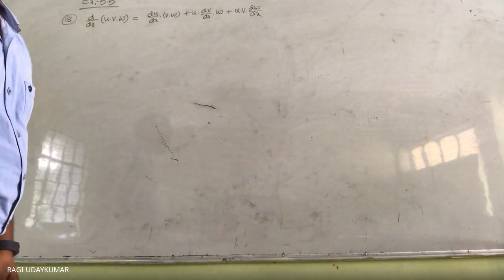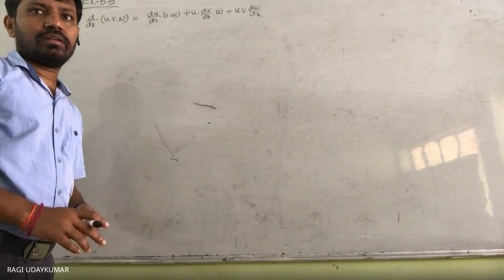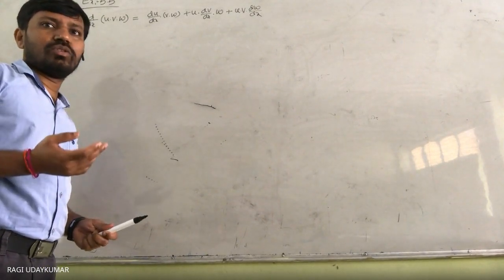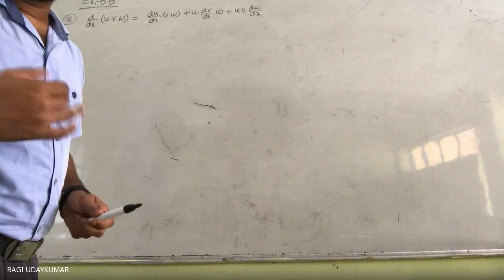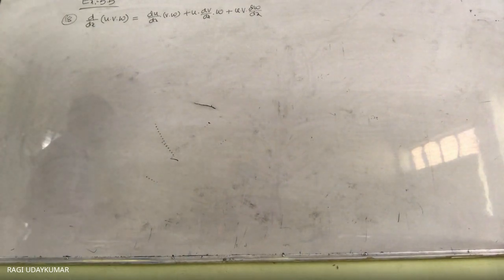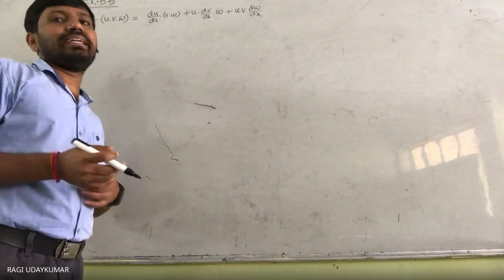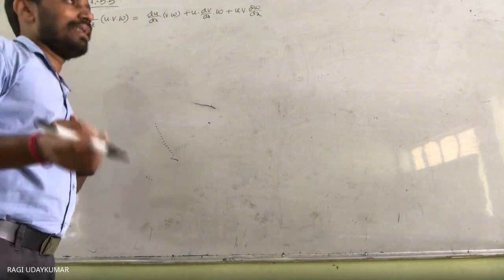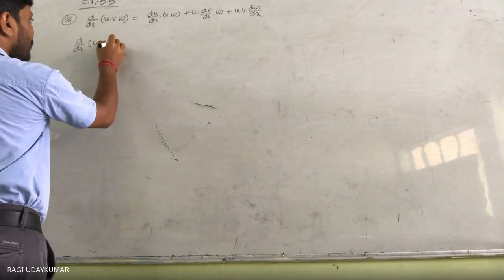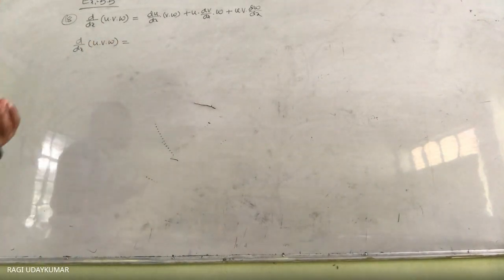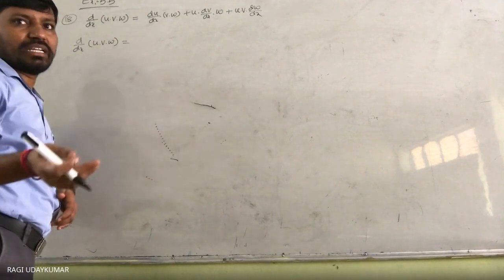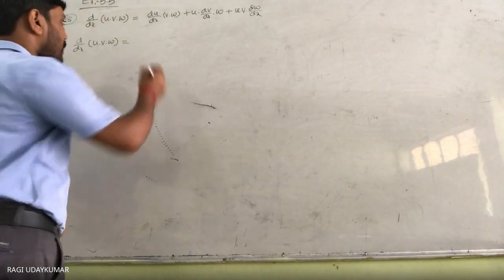It's very simple here. If you want, you can do this problem by using the logarithms also. Logarithms use करके भी you can prove it, or directly also you can prove it. So directly कैसे करते हैं? d by dx of u, v, w if it is given to you, 2 functions you consider as one function. u and v and w को एक function consider कर. So what we need to do here?